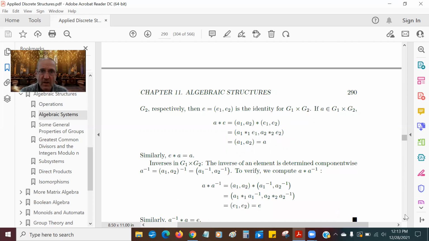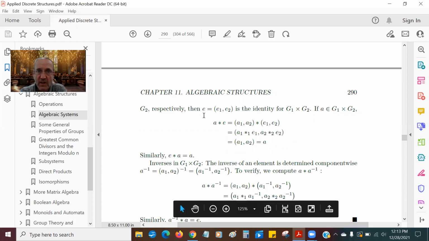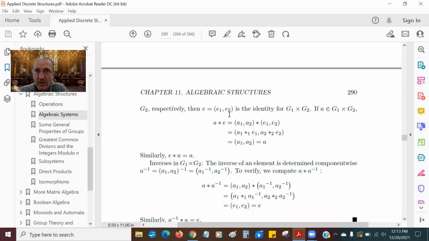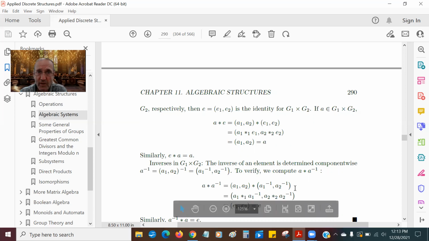So I'm going to set E, the identity element, as the ordered pair (E1, E2), where E1 is the identity for G1 and E2 is the identity for G2. So A star E is (A1, A2) star (E1, E2), which then becomes (A1 star E1, A2 star E2), which just becomes (A1, A2), which is just my original A. So we see that we do have an identity, and if I do it in the reverse order, it's going to work out the same just as well.